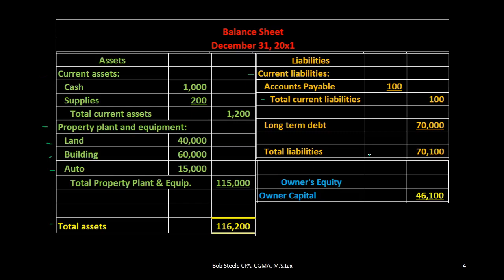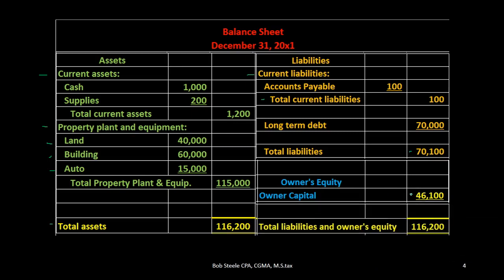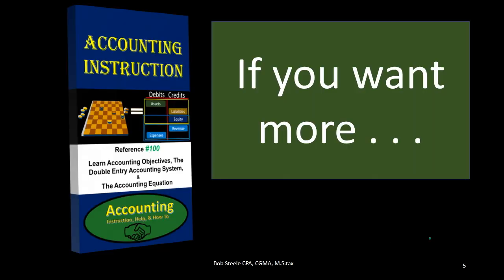Then we have the equity section of the balance sheet, and that could be thought of as assets minus liabilities. It's the remainder that is left, the book value of the company. And if we then took the liabilities and the equity, that would give us the total liabilities and equity. Total assets are our accounting equation of total assets equaling total liabilities and owner's equity on the balance sheet.